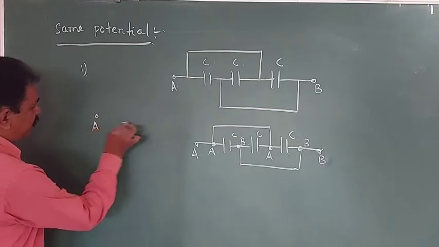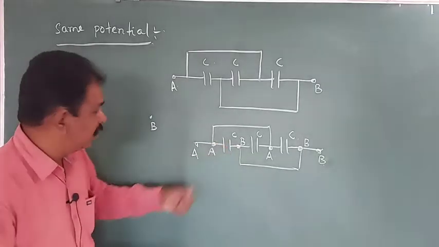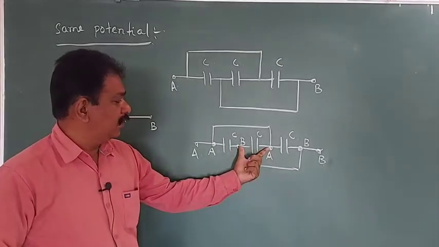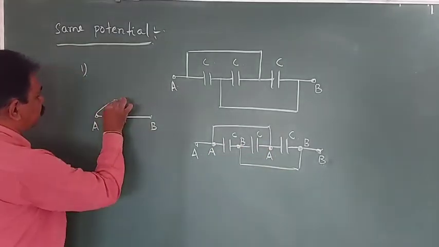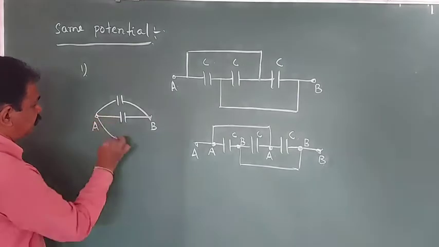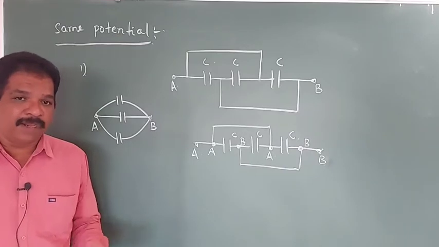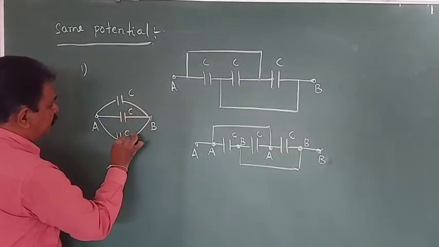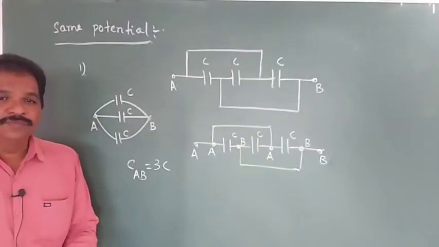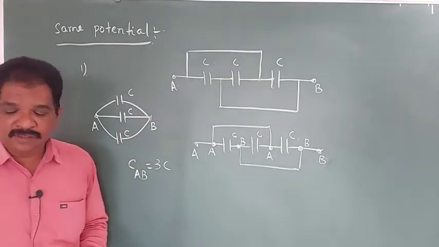Here A, here B. So between A and B, one capacitor is there. Between B and A, one more capacitor is there. Again between A and B, one more capacitor is there. So all these three capacitors are in parallel. All are identical capacitors, so CAB value is equal to 3C. Clear? This is the effective capacity of this circuit.